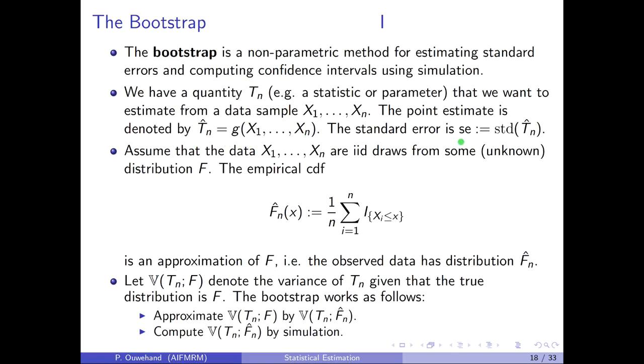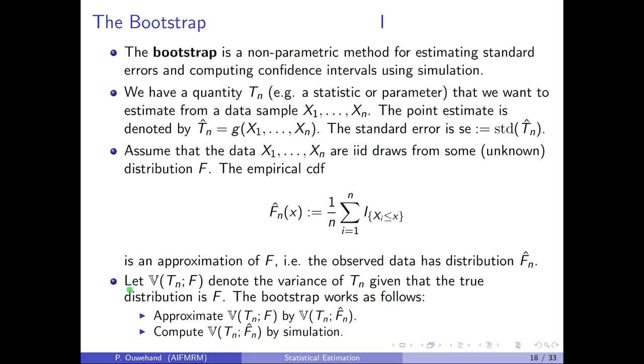The standard error is simply the standard deviation of the point estimate, which I remind you is a random variable because it's a function of random variables. Now we will assume that the data x1 up to xn are independent and identically distributed draws from some unknown distribution f. In that case, the empirical cumulative distribution function is simply given as follows. Hat fn(x) is the proportion of the data points which lie below x. And that's an approximation of the cumulative distribution function f.